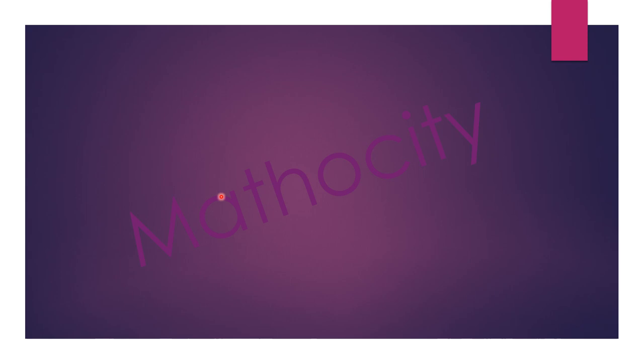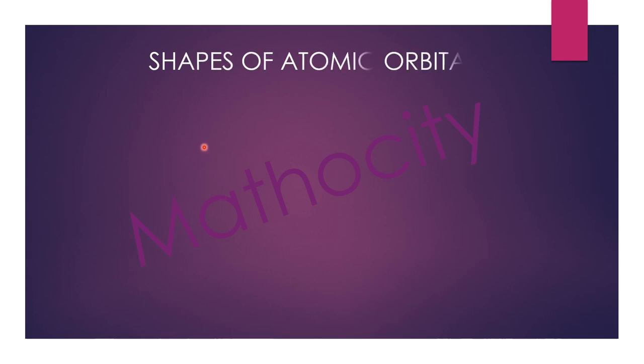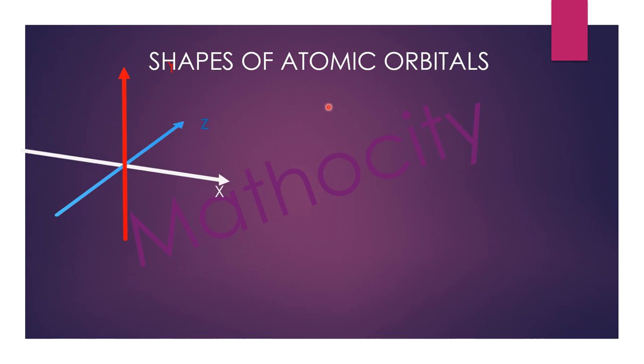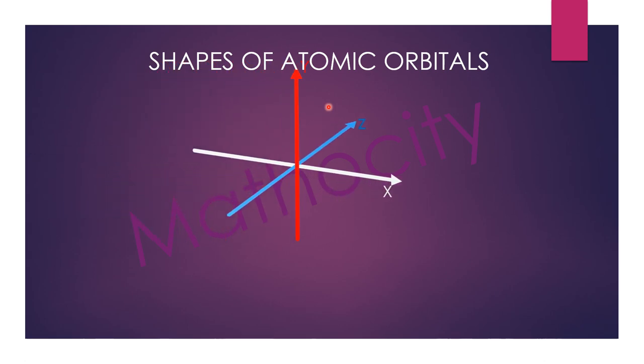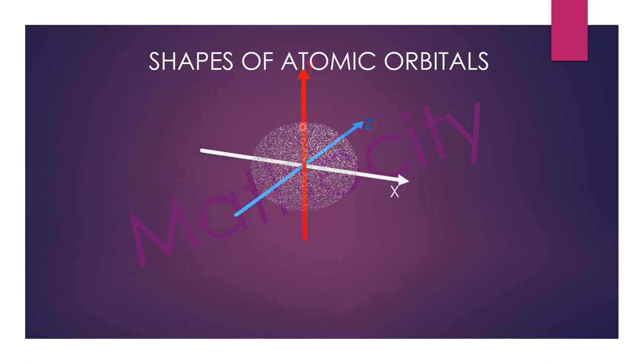Already in our previous class we discussed what quantum numbers are and what the importance of quantum numbers is. In this session we are going to discuss the shapes of atomic orbitals. Let us discuss the first atomic orbital, that is the s orbital.